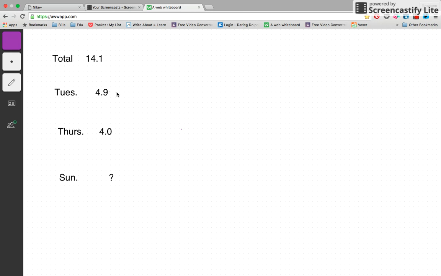So if I know that Tuesday's runs plus Thursday's runs plus Sunday's runs all equal 14 and 1/10 of a mile, I'm first going to start by adding up Tuesday's and Thursday's runs. So I'm going to add 4 and 9/10, which was Tuesday's run, plus 4 miles even, which was Thursday's run. Anytime I'm adding or subtracting decimals, I'm going to make sure I line the decimals up with each other first and bring it straight down into my answer. So I'm going to get that set up here first, bringing my decimals straight down into my answer.